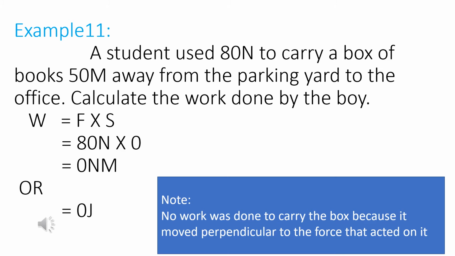Thank you. Next, we shall be looking at power. What is power and how do we calculate power? But we shall be having more questions on calculating work for more practice, and you will have a worksheet about this.